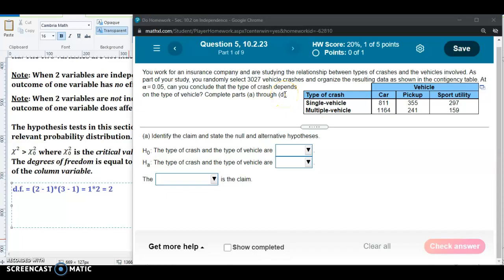Let's go ahead and take a look at one more problem from section 10.2 on independence. The problem says you work for an insurance company and are studying the relationship between types of crashes and the vehicles involved. As part of your study, you randomly select 3,027 vehicle crashes and organize the resulting data as shown in the contingency table. So at a significance level of 0.05, can you conclude that the type of crash depends on the type of vehicle?